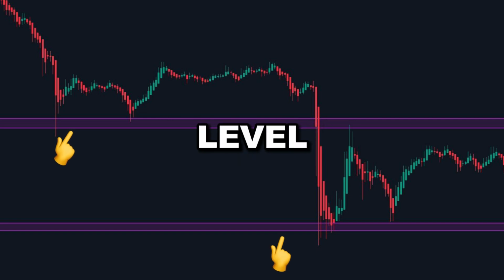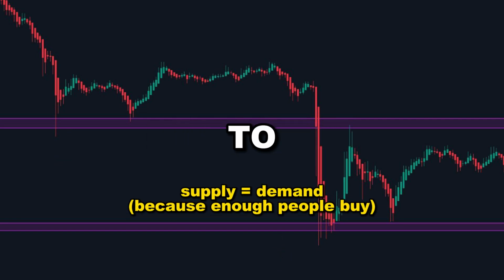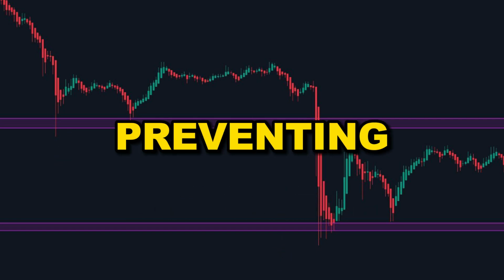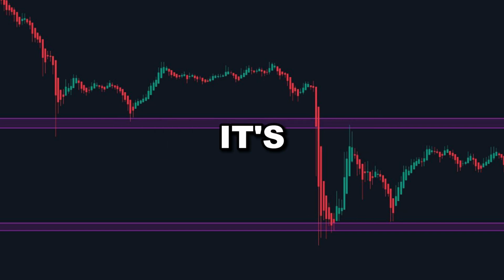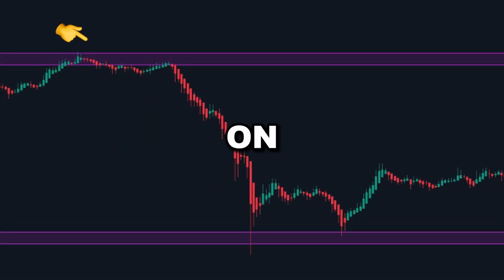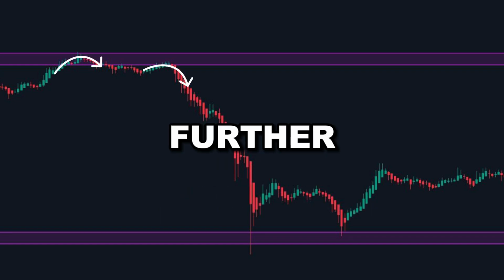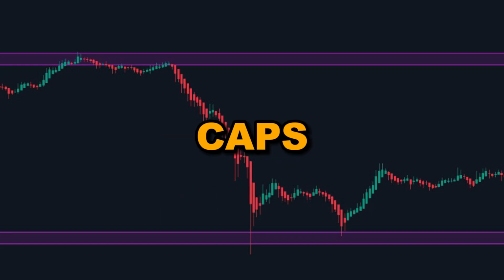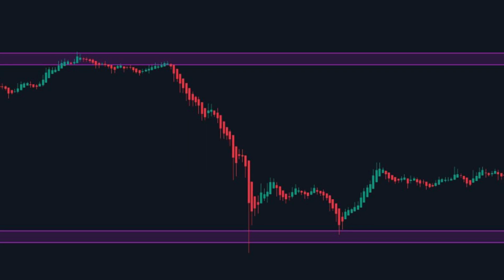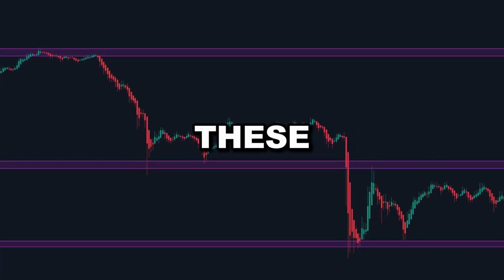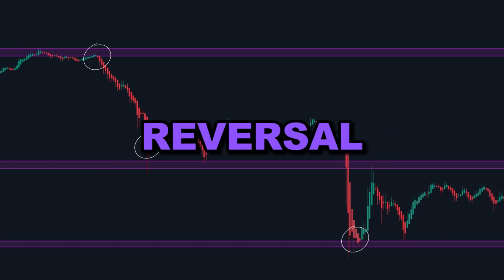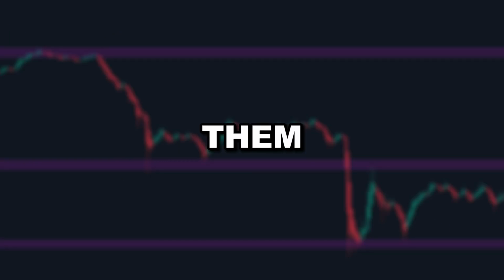Support is a price level where buying interest is strong enough to overcome selling pressure, preventing the price from dropping further. It's just like a floor that saves the price from moving lower. Resistance, on the other hand, is a price level where selling interest is strong enough to prevent the price from rising further. This is like a ceiling that caps the price from moving higher. Knowing that, it makes sense these boundaries are typically found at almost every high or low as well as price reversal. Now let's try and set them ourselves.